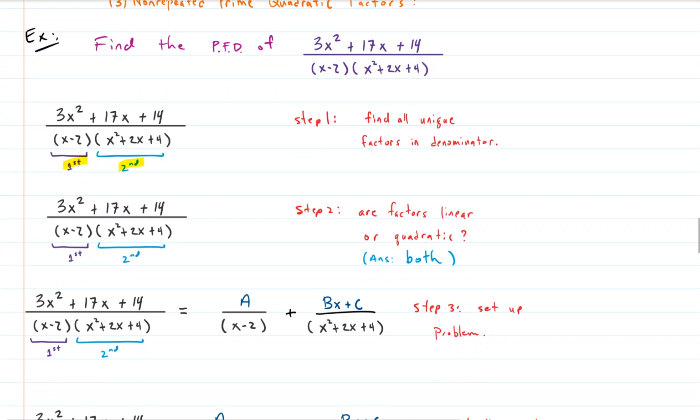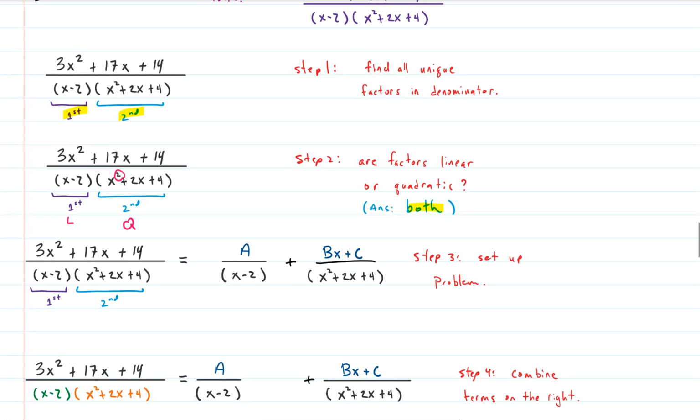Are these factors quadratic or linear? Because whether they are quadratic or linear will tell us how we set up our problem. They're both, one of each. The x minus 2 is linear, so I'm going to put an L below that. And the x squared plus 2x plus 4 is quadratic because we see the 2 on the x, so I'll put a Q by that one. So we have both of them. Our problem setup is going to contain both of the types.